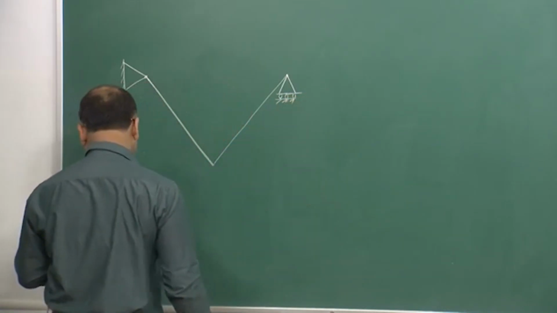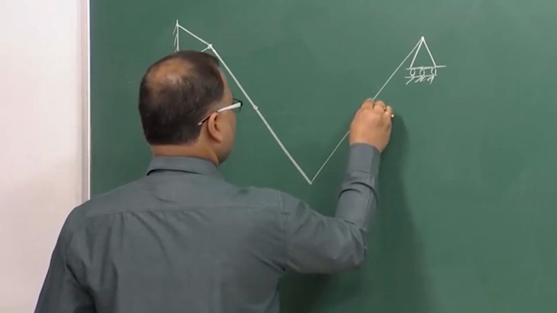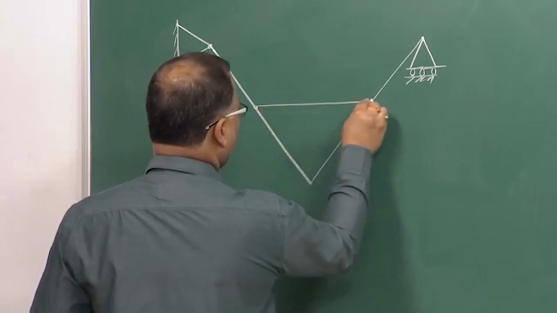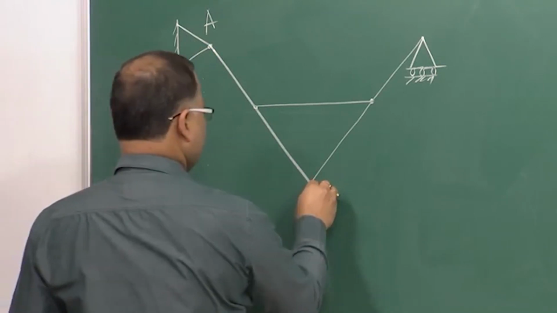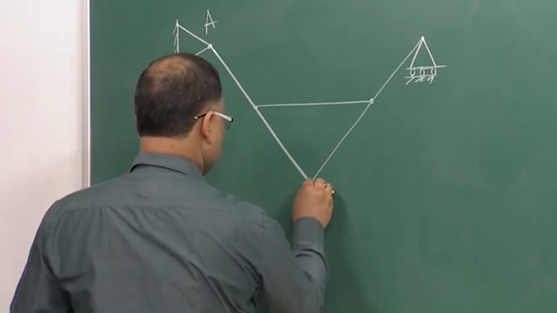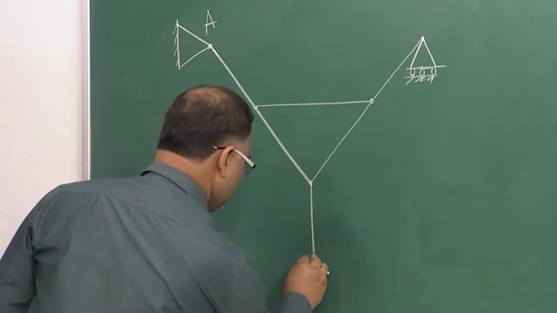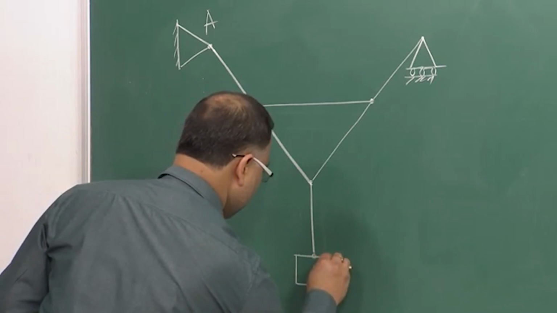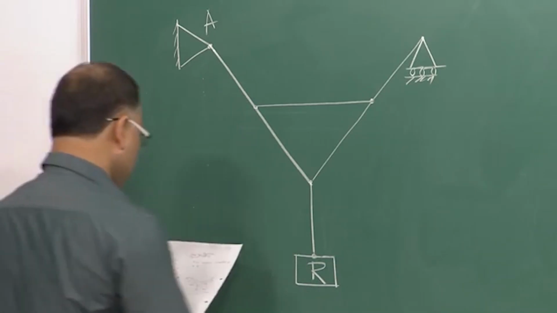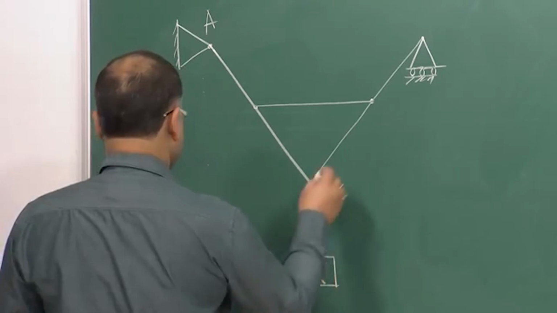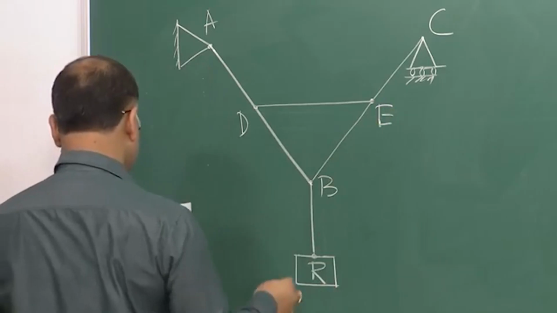This is a roller support. So, this is A. Some load R is acting at the bottom. This point is B, this is C, D, E and F.